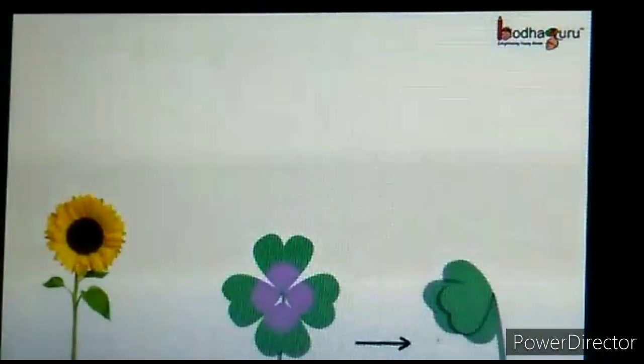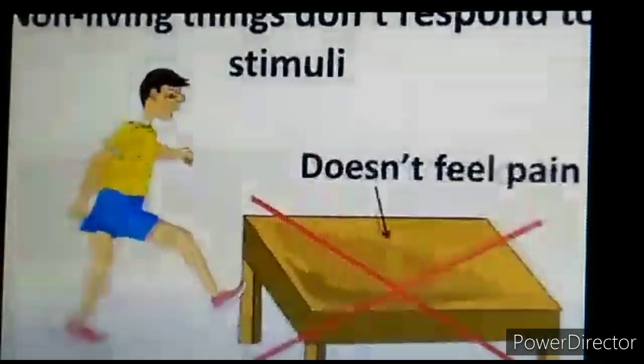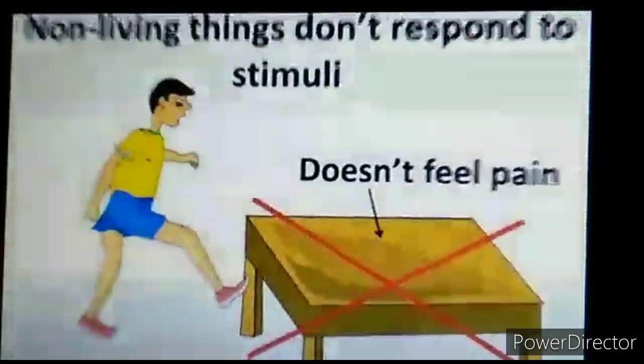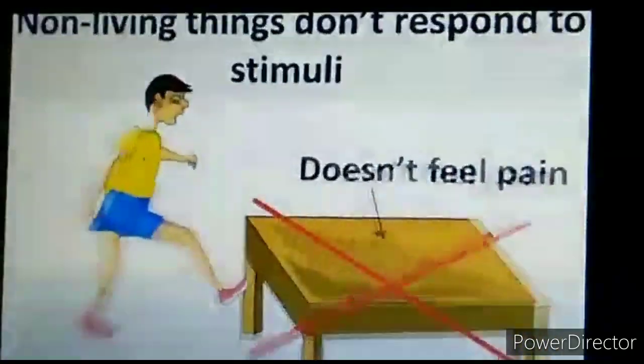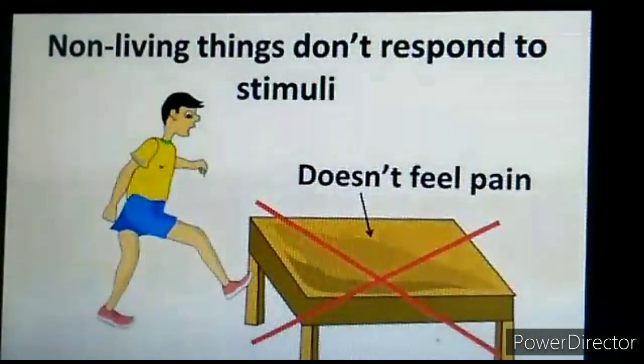Also, in some plants, leaves open in the sunlight and close at sunset. You have seen that in the case of the false shamrock. But non-living things such as a table would not move or bark when you touch it, bang it, or put something hot on it. Non-living things don't respond to any stimulus.